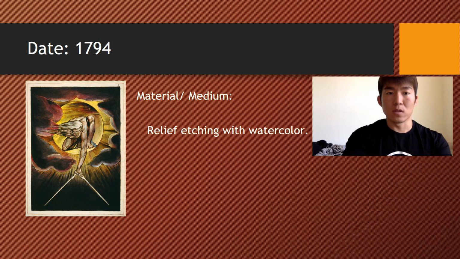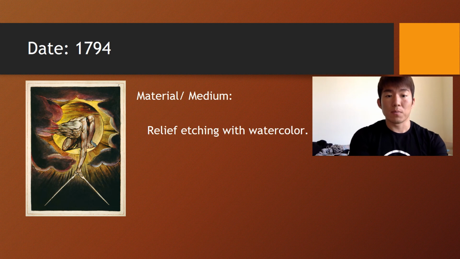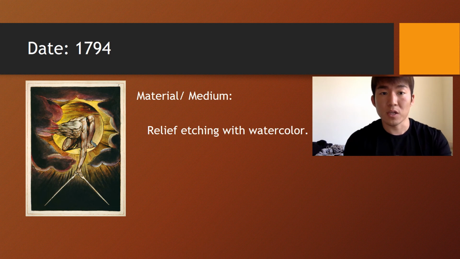The Ancient of Days. It was executed in 1794. The method that William Blake used is called relief etching with watercolor. Relief etching is a process in which the design is drawn in acid resistant varnish and the non-printing surface is etched away with acid, so that the printing surface stands out in relief.